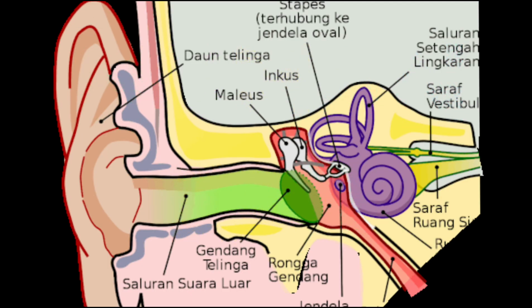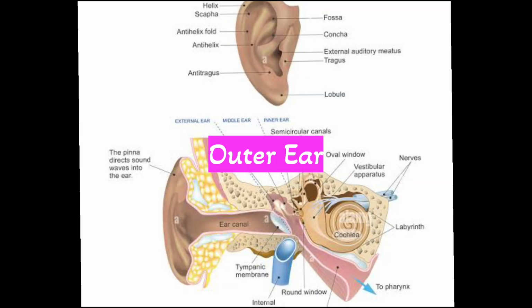Now let's see the second sensory organ, the anatomy and function of the human ear. The ear is a sensory organ responsible for hearing and balance. Its structure can be divided into three main parts. The outer ear collects the sound waves and directs them inward. Then the pinna, the visible part of the ear made of cartilage and skin. It functions like a funnel to collect the sound waves and direct them into the ear canal.